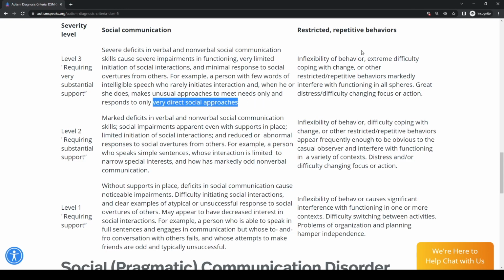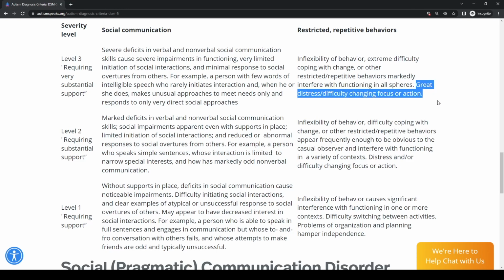Very direct. Okay, so let's talk about the restricted repetitive behaviors. Here, extremely difficult in coping with change. The stimming is so intense that it will interfere with functioning in all spheres, meaning they cannot eat properly if they stim too much, they cannot sleep properly and so on. We'll talk about that later. And you see great distress when changing focus or action. So these are the levels.